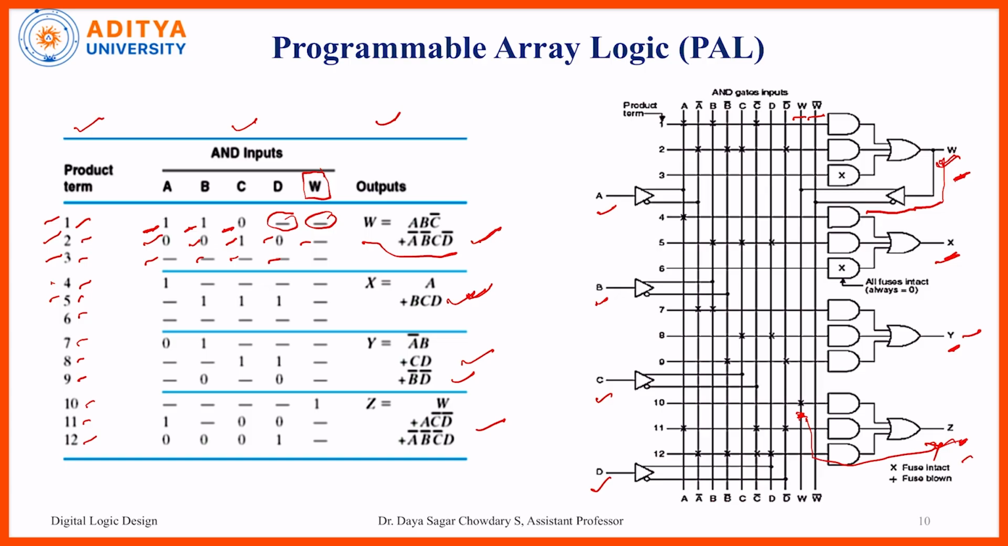So finally we can conclude that according to this structure only the AND gates are programmable. That is why we are using all the cross marks at the input of the AND gates, and only dots. Dot means here the OR gate inputs are fixed. If we observe, the outputs of the AND gates are directly connected to the OR gates. That means we are fixing the OR gate inputs. So that is why PAL has programmable AND gates and fixed OR gates.